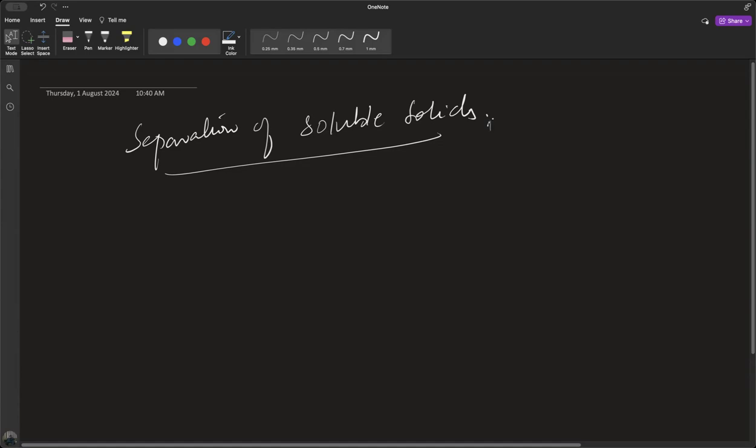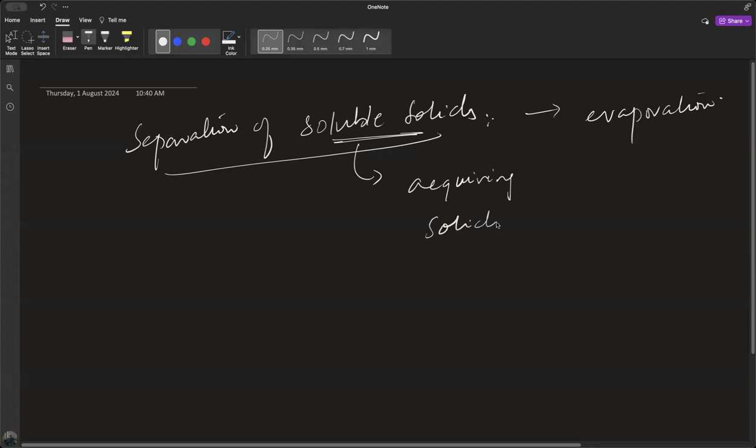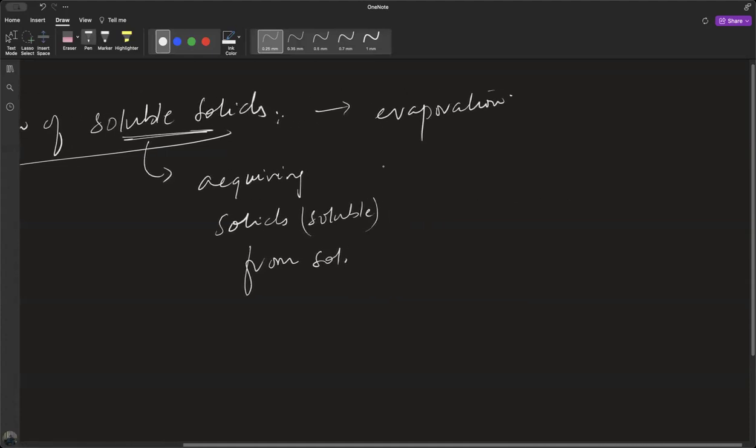Right? So there are two processes that we can use for this. First one is evaporation, separating soluble solids, which means that you're going to be acquiring solid which is soluble from solution. Number one is evaporation, and number two is crystallization.